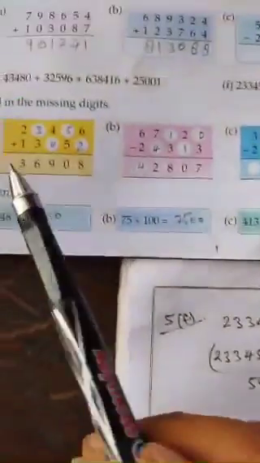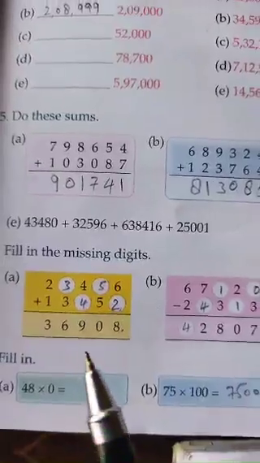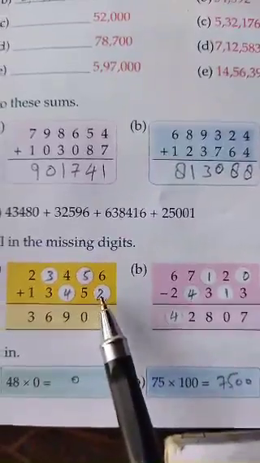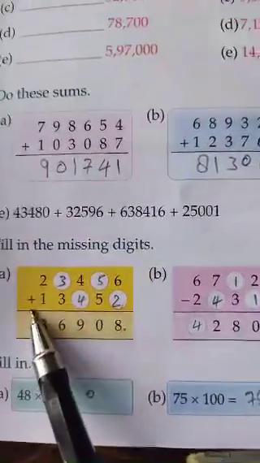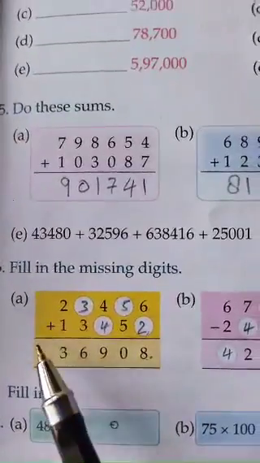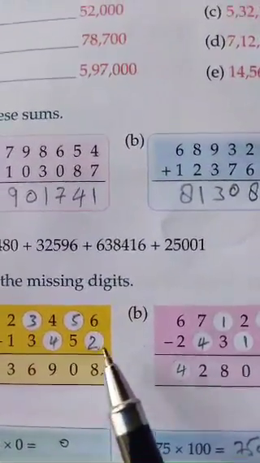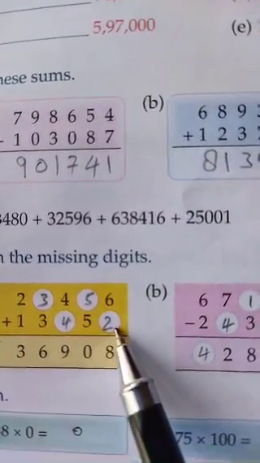Now coming on to question number 6. Fill in the missing digits. So A part. See, here the missing number you have to fill. How will you fill? We will see the sign. Sign is of plus. So here 6 is given. What will we add to 6 so that it will become 8? So it will be 2.